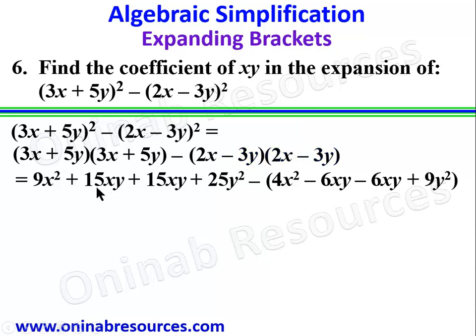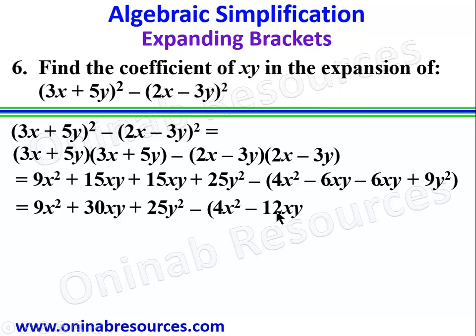So what we do now is simplify the like terms here. We still maintain 9x squared. 15xy plus 15xy gives 30xy, plus 25y squared. We are still maintaining the minus and the bracket. So this is 4x squared. Negative 6xy minus 6xy gives negative 12xy, plus 9y squared.